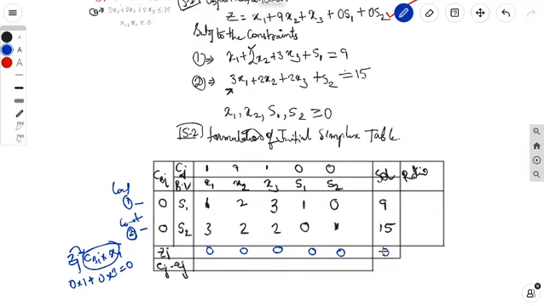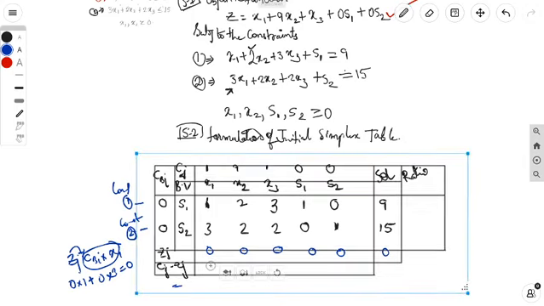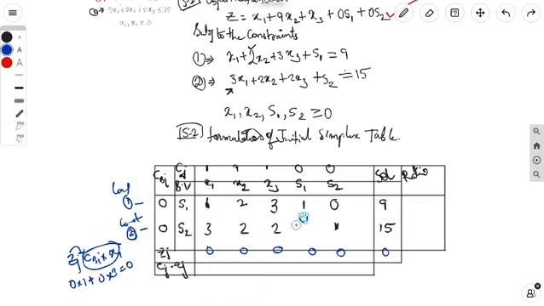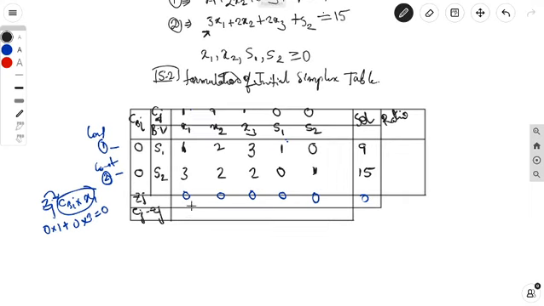Now our next step is to calculate Cj minus Zj. 1 minus 0 is 1. Now let us write Cj minus Zj: 1 minus 0 is 1. 9 minus 0 is 9. 1 minus 0 is 1. 0 minus 0 is 0. 0 minus 0 is 0.